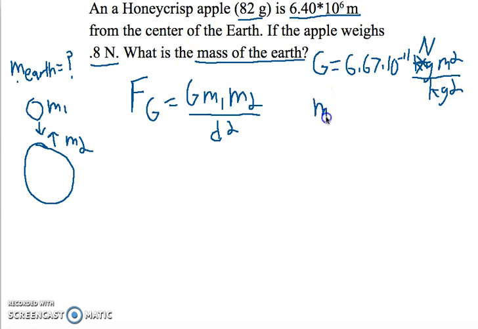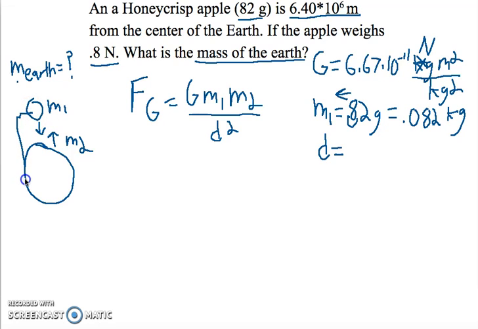The mass is 82 grams, which we should convert technically to kilograms. So it should be 0.082 kilograms because we're moving the decimal over 3 places. The other way, we'd be moving it 3 places to the left because, again, there's lots of grams in a kilogram. We know what the distance is between the Earth and the apple. It actually tells us kind of explicitly that we know what that distance is.